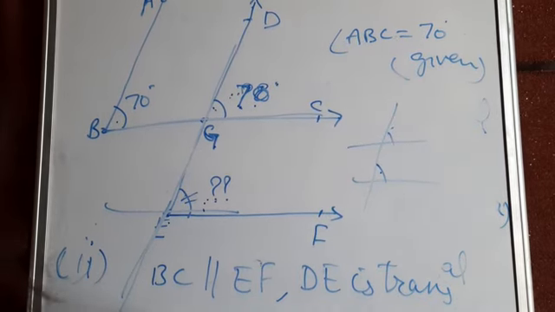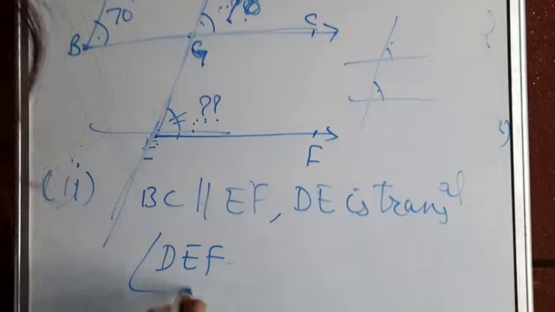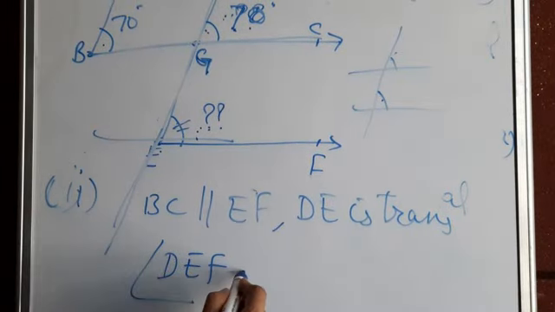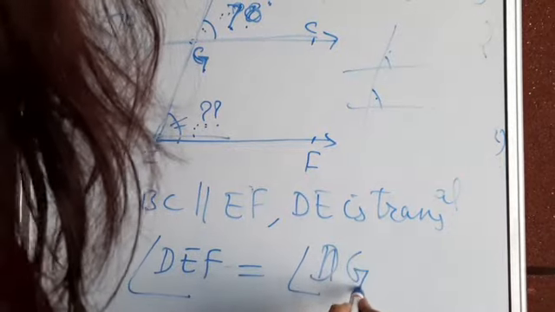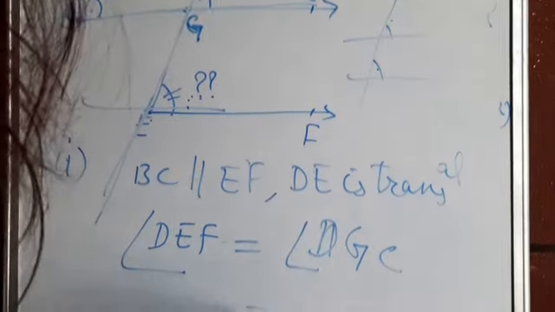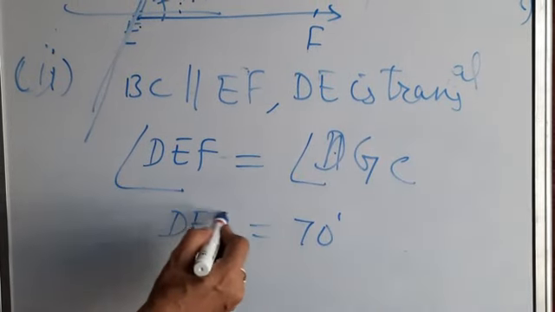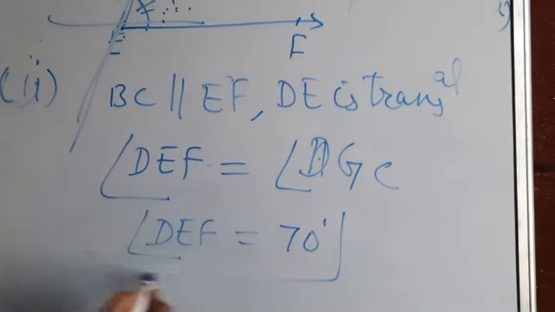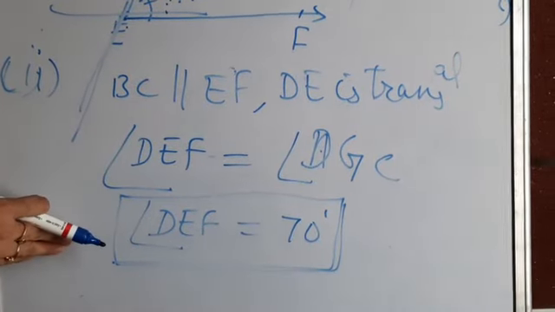जो हमें निकालना है वो लेफ्ट साइड पे रखो. So DEF you write down on the left side. In the second part we have to find out DEF. It will be equal to DGC, and DGC is 70 degrees. So DEF is equal to 70 degrees. यही हमें निकालना था. So we have got DEF also.